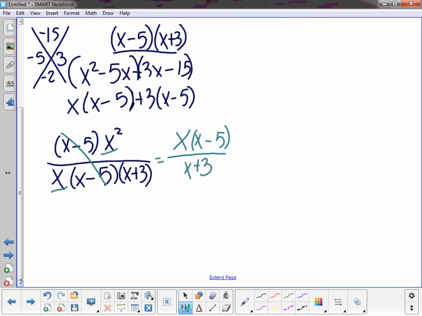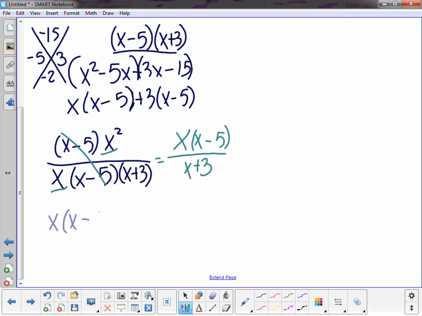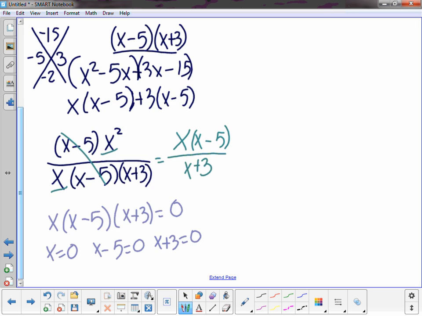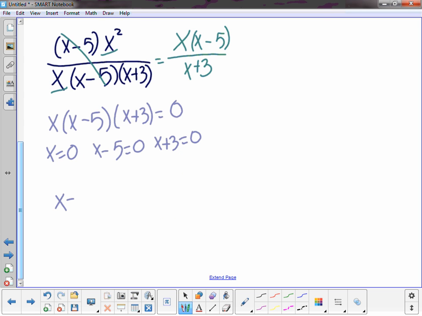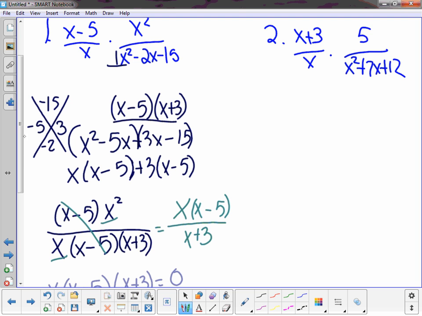Now the one thing I did forget was to take the excluded value from the beginning. So I need to take all 3 of these and set them equal to 0. So x is equal to 0, x minus 5 is equal to 0, and x plus 3 is equal to 0. So solve each of those for x, and you end up that x cannot be 0, 5, or negative 3 for that excluded value. Okay? Next, let's take a look at number 2.